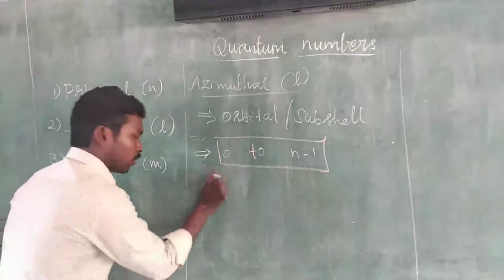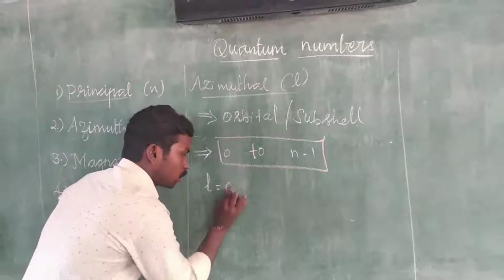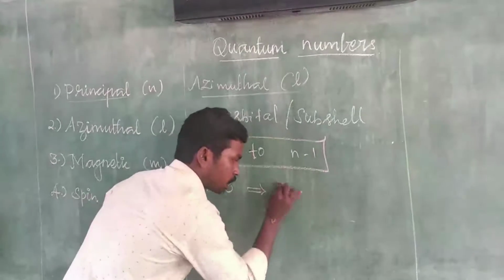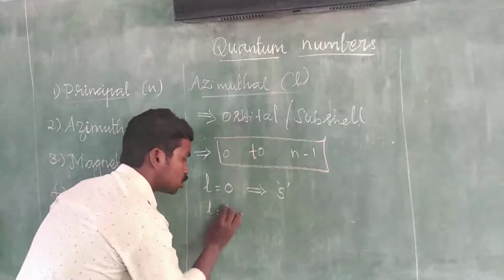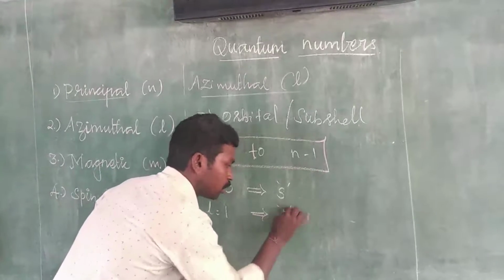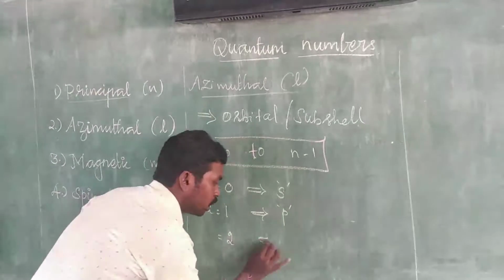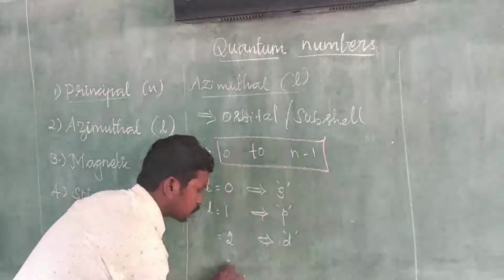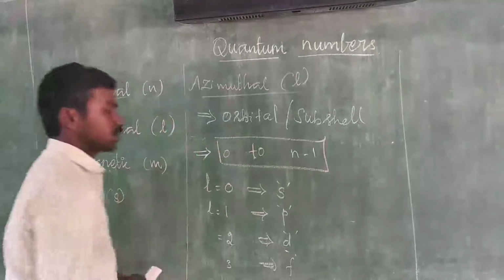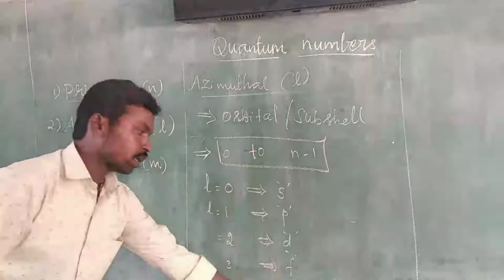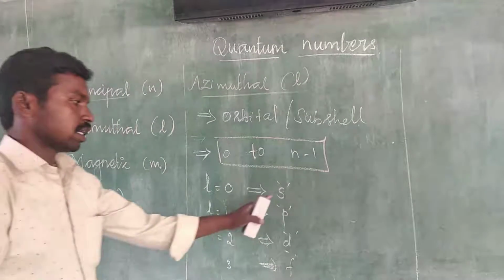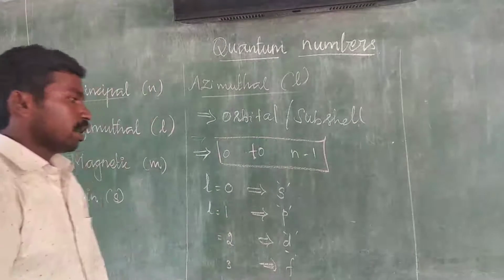If the l value is equal to 0, that is an s orbital. If the l value is equal to 1, that is a p orbital. When it is 2, it is a d orbital. If it is 3, then it is an f orbital. So based on the l value, we can have different orbitals: s, p, d and f orbitals.